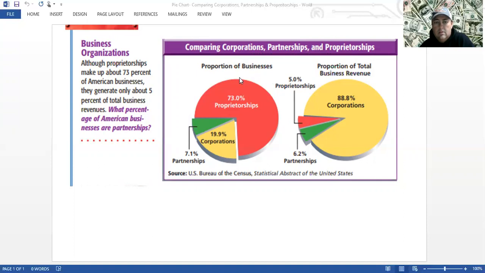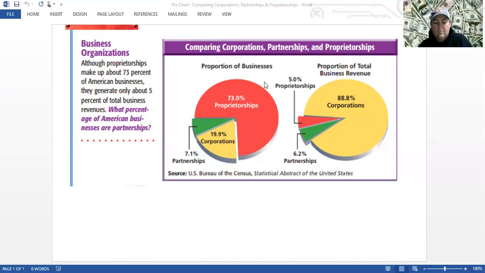So it says proportion of businesses, and then you look here and notice there are percentages for each type of business organization. Let me explain what this means. Proportion of businesses. If we look at the 3 different types of business organizations, and I ask you which one's the most popular, well, obviously the 73% here is going to be the most popular, which is sole proprietorship. What's the reason for that? Well, how easy it is to start your own company by yourself.